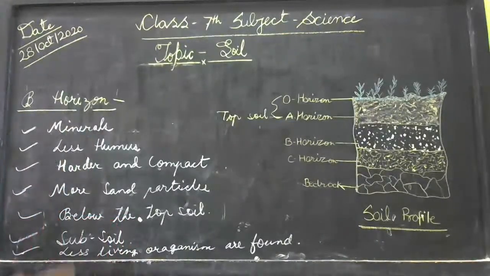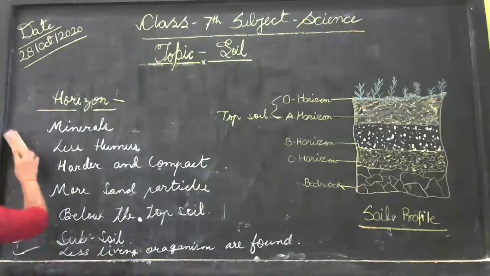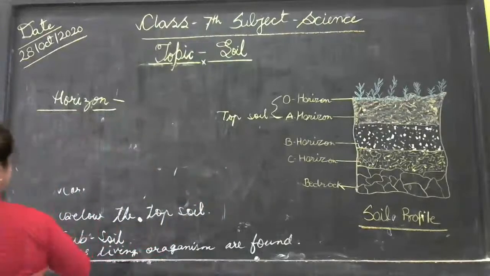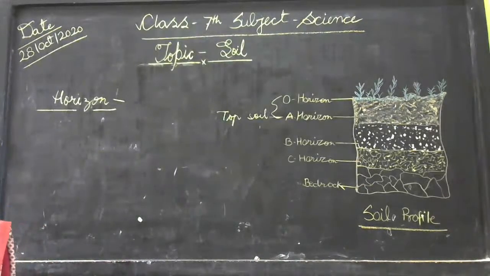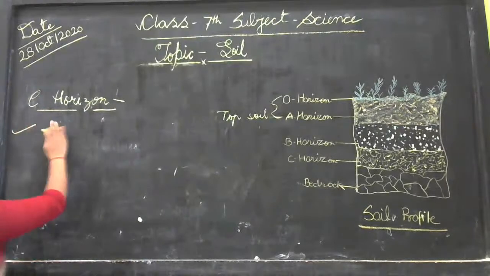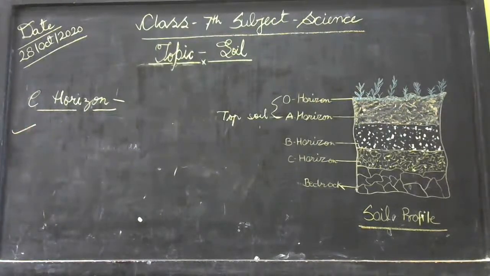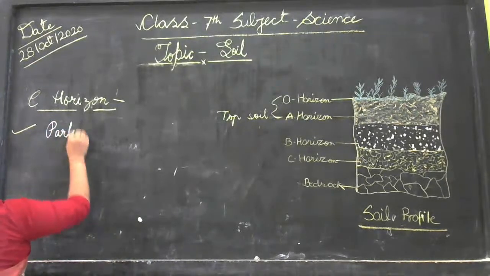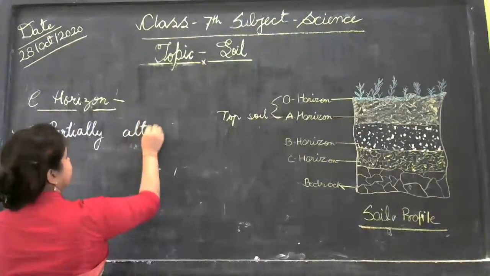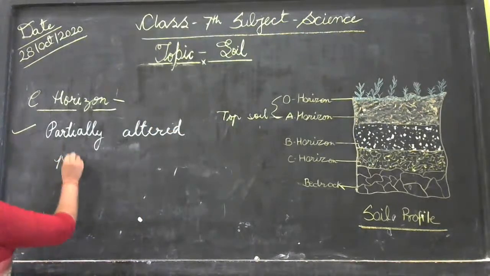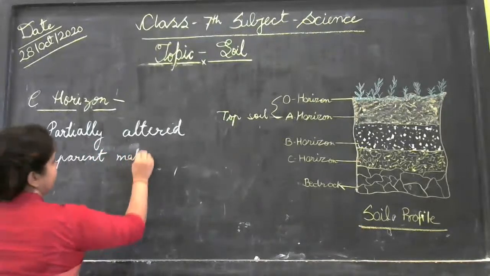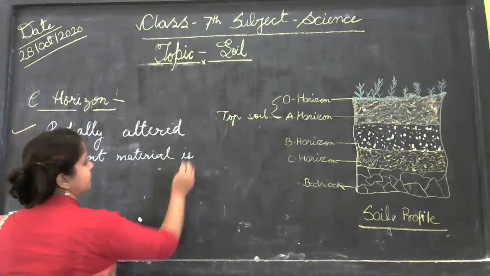Okay. Next, let's go with the C horizon. Let's see what's present there and what the properties of the C horizon are. So the first property of this C horizon is that it is partially altered. What does partially altered mean? Parent material is present.